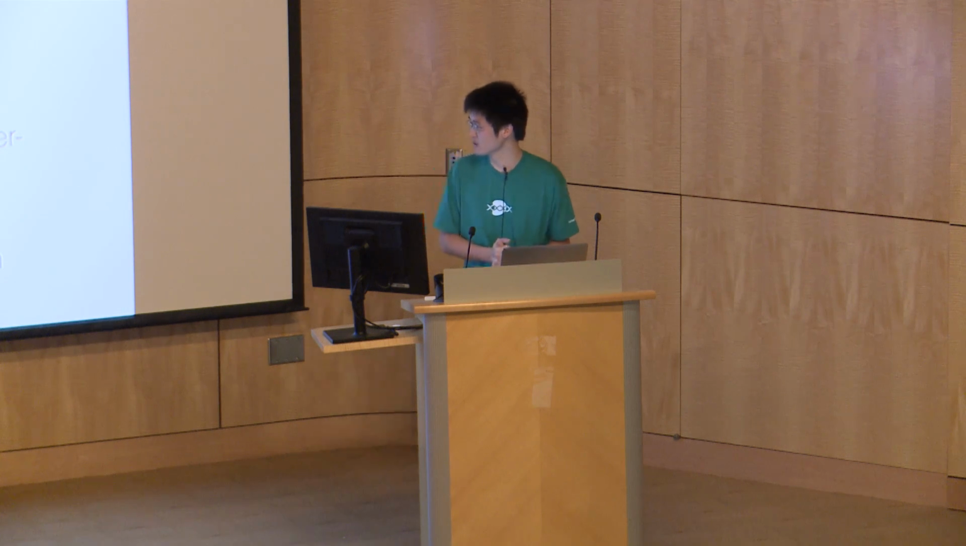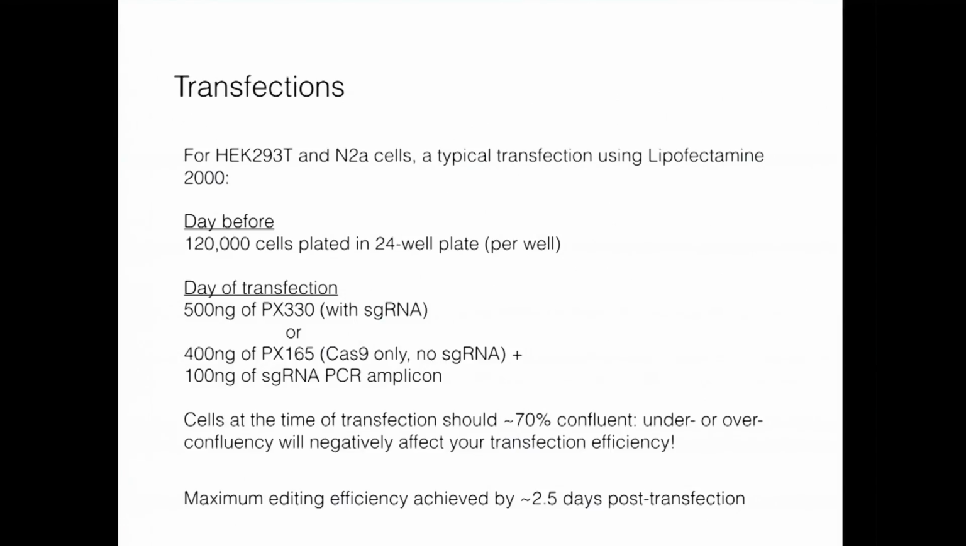On the day of transfection, I deliver either 500 nanograms of the PX330, the Cas9 plasmid with the guide cloned in, or, if I'm doing it separately, if it's a PCR amplicon and a Cas9 on a different plasmid, then 400 plus 100.